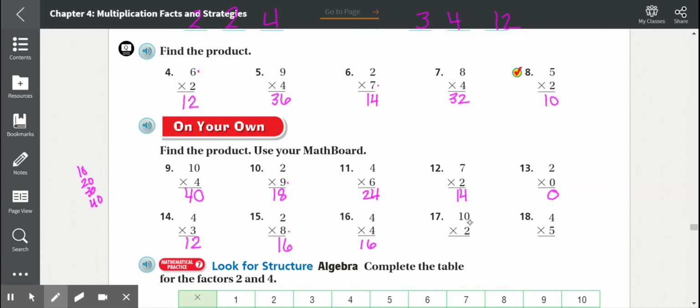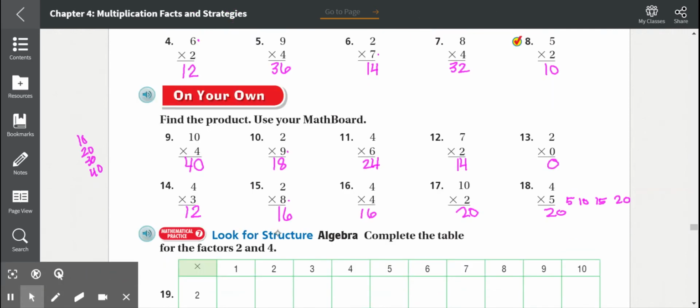10 times 2, what's 10 plus 10? 20. And then 4 times 5. Let's just count by 5s 4 times. 5, 10, 15, 20. Okay.